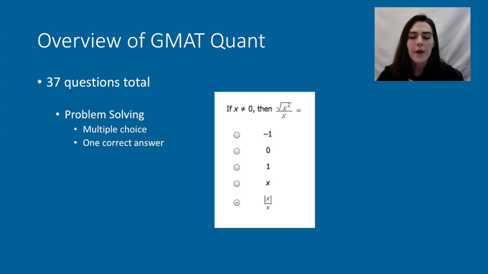There are multiple choice questions. There are 5 answer options, and only one of them is correct. And to get to that answer, we look at the math problem in the question stem, and we solve for the answer. So to solve the question, we solve the problem. Pretty straightforward. Now, the rest of the problems on the quant section are a little bit different.